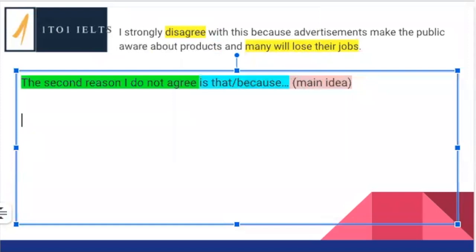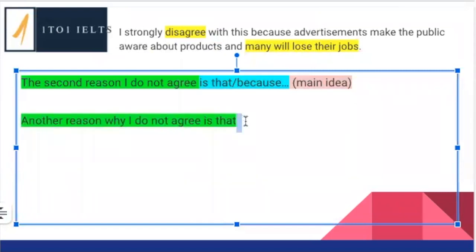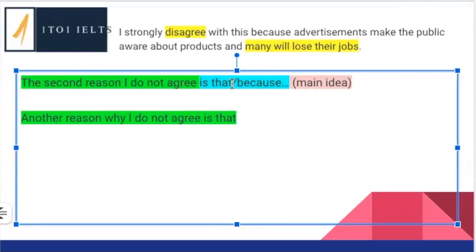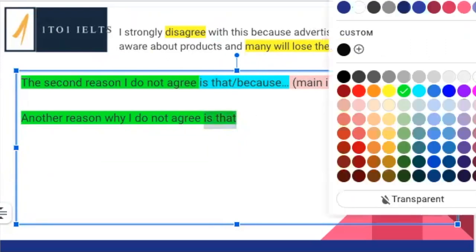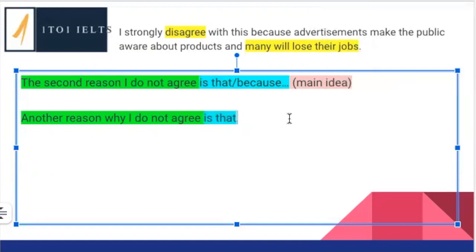Okay, so following this structure, actually, before we start, what else could we say? So here you've got the second reason I do not agree. What other signposting language could we use instead of this? Another reason why I do not agree is that. And when we have these structures, what are we following with? Noun phrases or clauses? Clauses. So this time we're not using noun phrases. There's absolutely no way we're using noun phrases, because with this structure, we need a clause afterwards. Okay, so that usually indicates that a clause is following it. So we have a that clause.